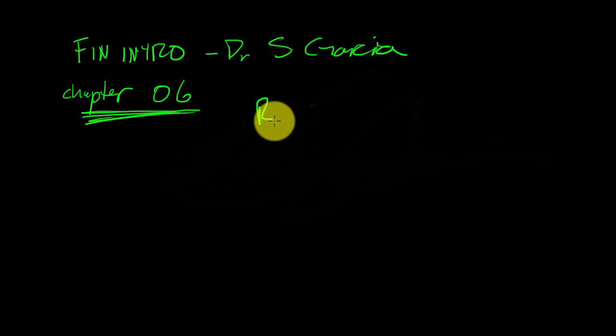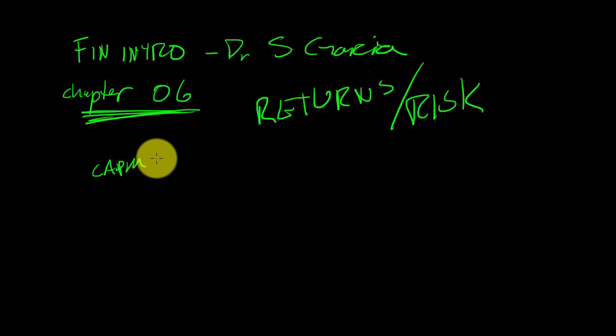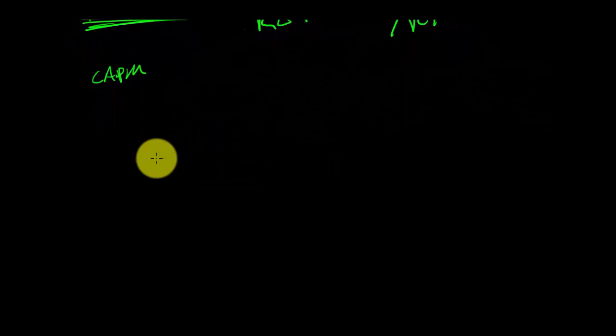All right, so in chapter 6, we're going to talk about the relationship between returns and risk, or risk and returns. This is a setup chapter. We're going to talk about the capital asset pricing model next week. And before we do that, we need to talk about what risk and returns look like.